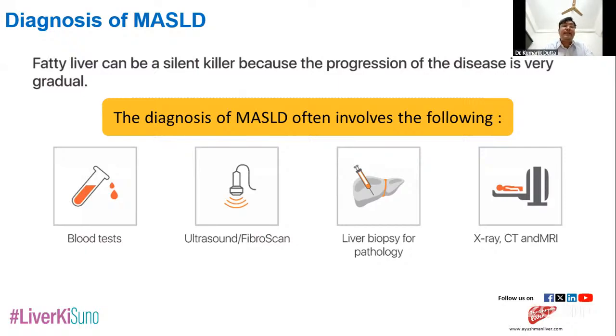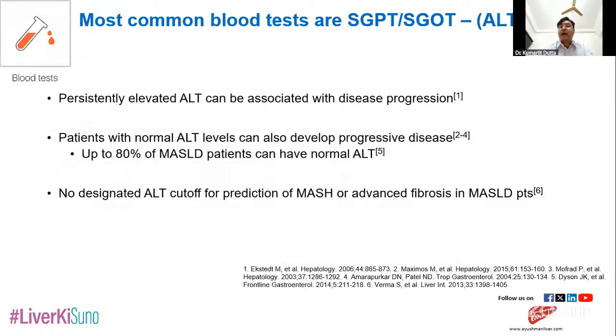Next slide. The most common blood tests are SGPT, SGOT, though it's not pathognomonic. We can see the association of MASLD with higher and rising values of SGOT, SGPT, but it's not pathognomonic because a lot of patients with fatty liver disease may have normal SGOT, SGPT levels.